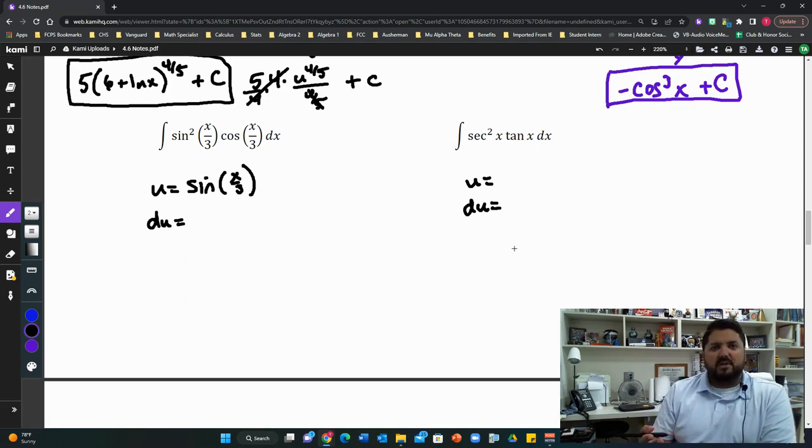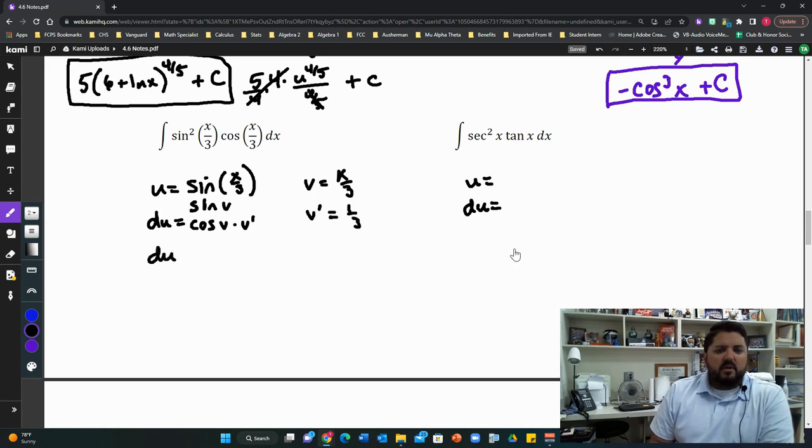To do that, we're going to do it just like we did with the derivative problems. The inside of this, v, is x over 3. So this is really sine of v. The derivative of sine of v is cosine of v times v prime, where v prime is 1/3. So my du, what I actually need to make sure that I have here, is 1/3 cosine of x over 3.